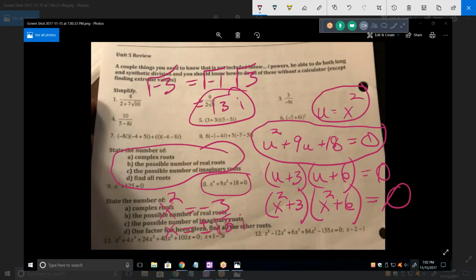Well, what's this solution? If this solution is plus or minus square root of 3i, what's this one going to be? Plus or minus the square root of 6i. So now, how many complex roots do we have? 4. With a possible number of real roots. I don't know why they put that word possible in there. Why not just the number of real roots? 0. Yeah. The possible number of imaginary roots. 4. Find all roots.